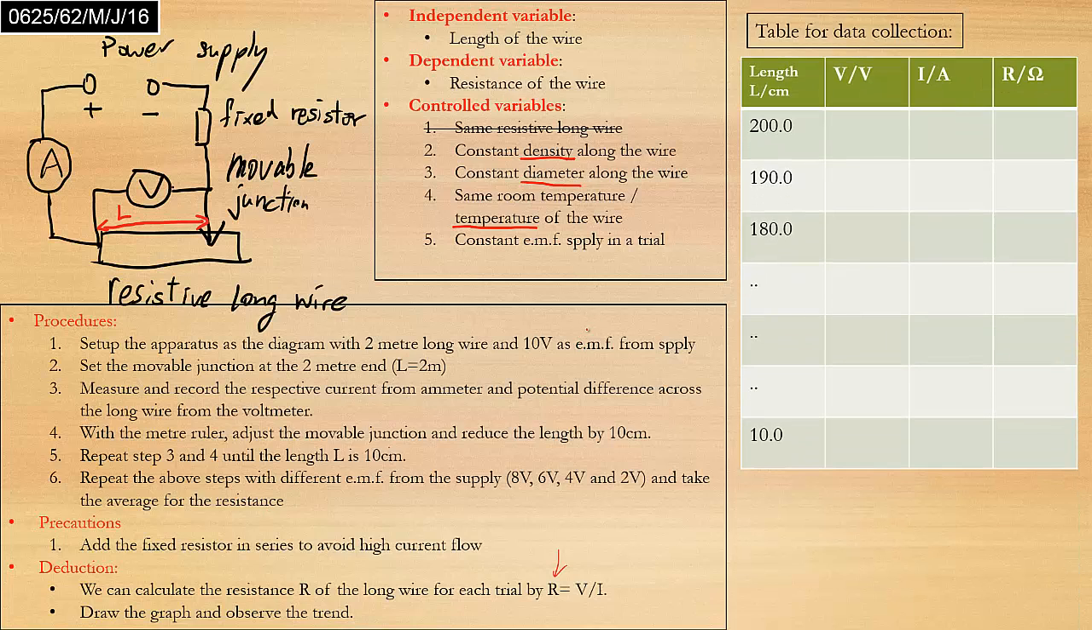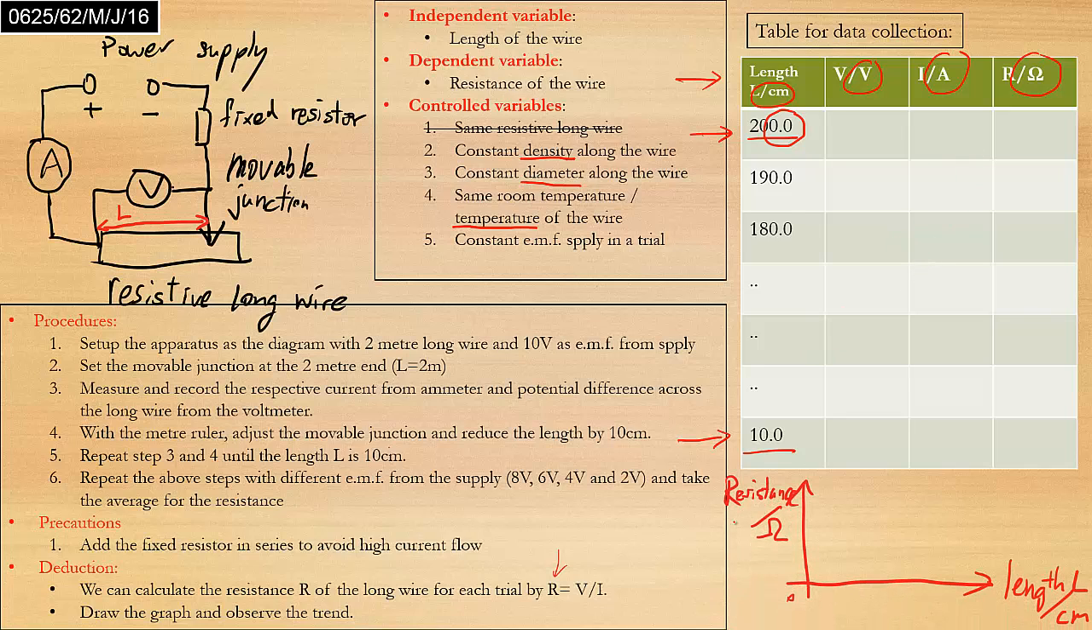For the data collection, you should be drawing this table with these four headings. Don't forget to put down the unit once again and correctly. And also for the length, since I start with 2 meters, it should be 200.0 all the way to 10.0. And if I'm the marker, I will feel much more satisfied if you put down 0.0 here, to show that your measurement is up to 1 mm. And don't forget about this blank, you don't need to fill it in.